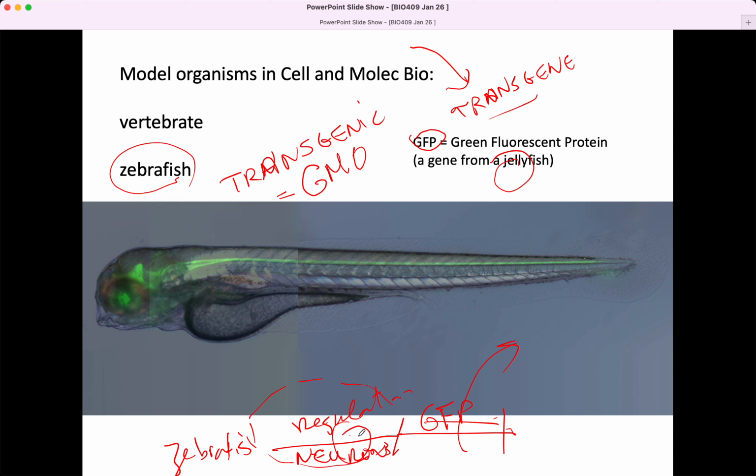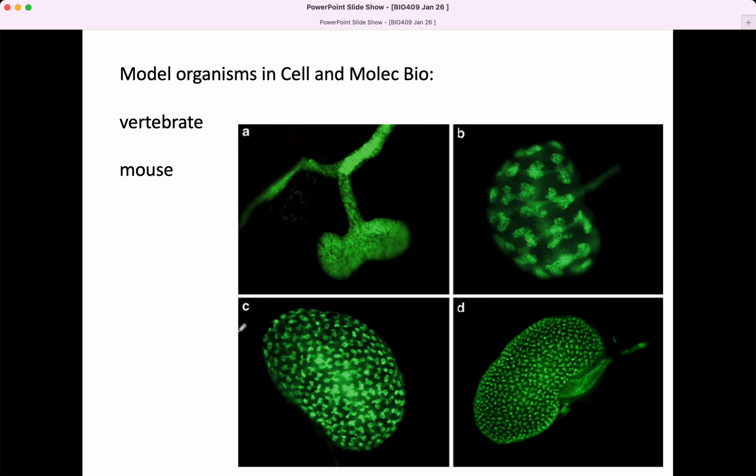So this is just a regulatory region from a zebrafish gene expressed in the nervous system. They attach that to GFP. They put the transgene back into the organism, and we have a strain, a variety, a breed, you could say, of zebrafish that has the nervous system going green, like that.